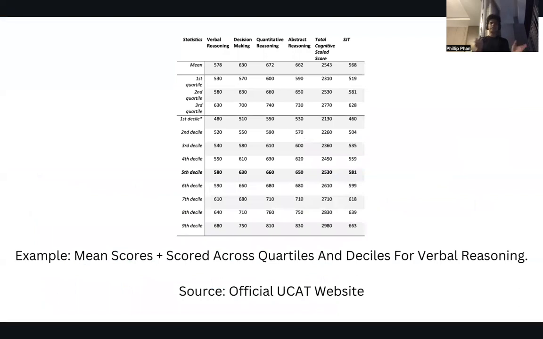Okay, and here's a table to show you guys the mean scores for verbal reasoning, this being in Australia. You can kind of see right here, the mean was 578 overall, to be exact, and the fifth percentile, so 580, kind of like the minimum, the 50th percentile, is around 580.